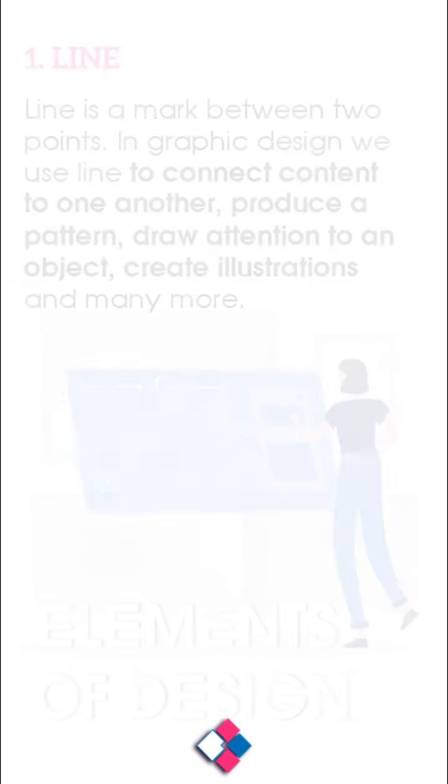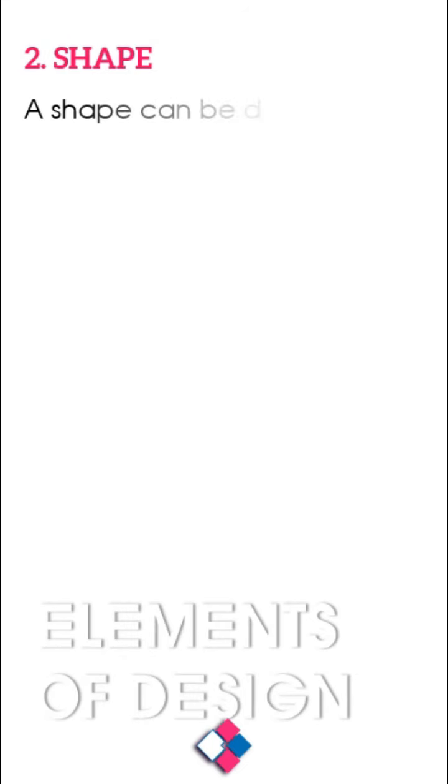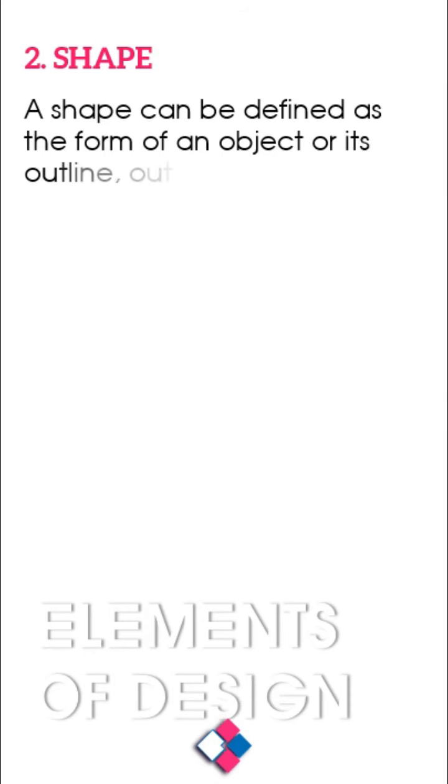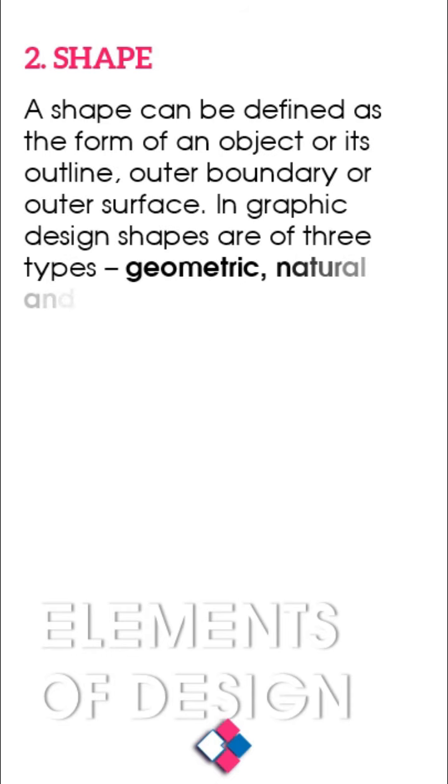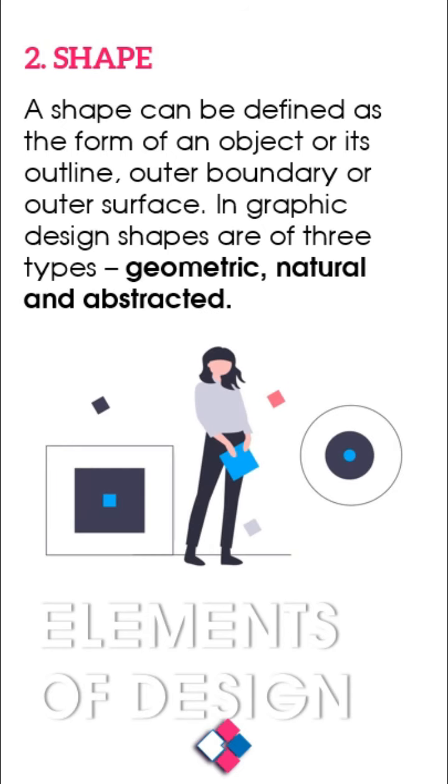The second element of design is shape. A shape can be defined as the form of an object or its outline, outer boundary or outer surface. In graphic design, shapes are of three types. Many of you might not know this before. Many of us know about geometric shapes, but we also have natural shapes and abstracted shapes. So let's see different examples of shapes that we have.